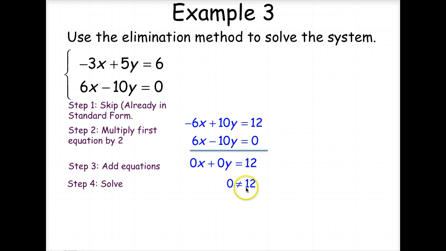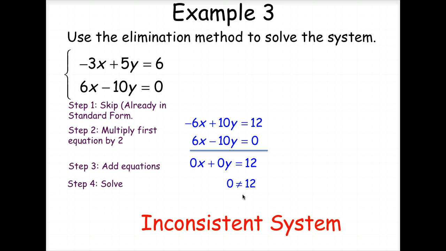We end up with 0 is equal to 12. No, 0 is never equal to 12. So this is an inconsistent system. There's no solution to this one. Very good. You are ready to begin the assignment.